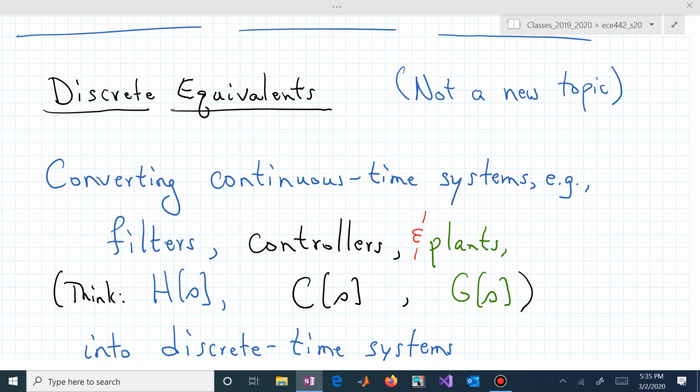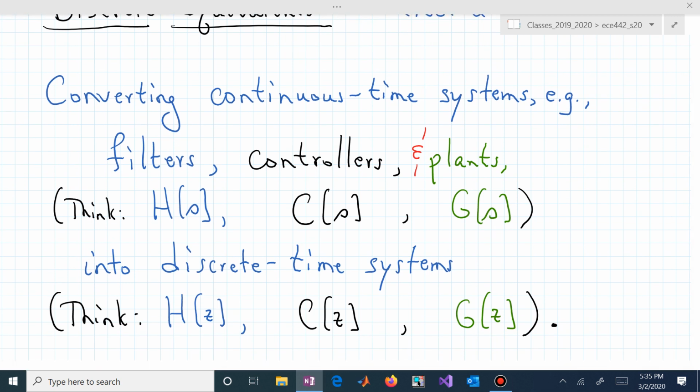Discrete equivalence is not a new topic, and I tried to color code this, but it may be hard to see. I have a blue, a black, and a green. But discrete equivalents are really trying to go from an H(s) to an H(z), or a C(s) to a C(z), or a G(s) to a G(z). We're trying to find discrete equivalence for where H(s) might be a filter.